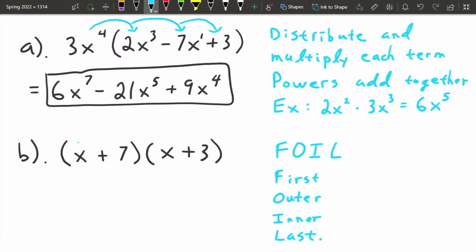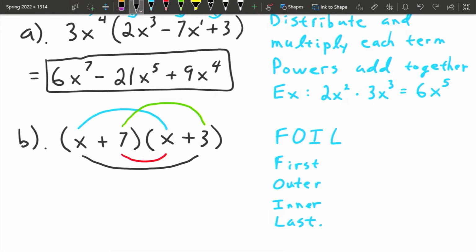So what we do is we take the first two, the x and the x, and multiply them together. Then we do the outer, which would be the x and the 3, multiply them together. The inner, 7 and x, multiply those together. And then the last, which would be 7 times 3. So when we start with the first, x times x is x squared. The outer would be 3x. The inner gives us 7x. And then the last, which would be 3 times 7, would be 21.